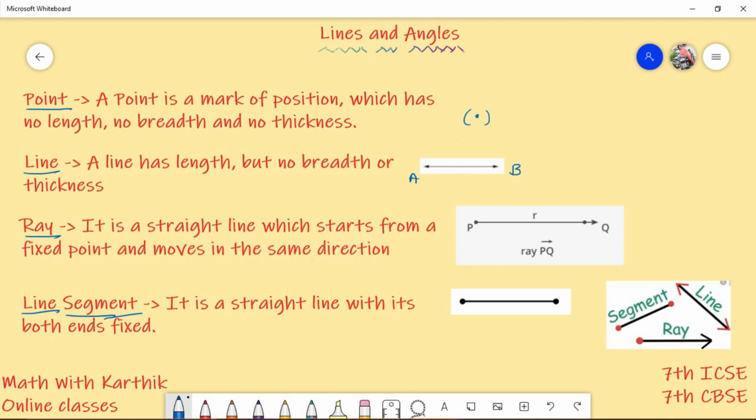Now come back to the third one, ray. It is a straight line which starts from a fixed point and moves in the same direction. See, this is a fixed point. So here P is a fixed point and it is continuously moving in the same direction. So we call it as ray PQ.